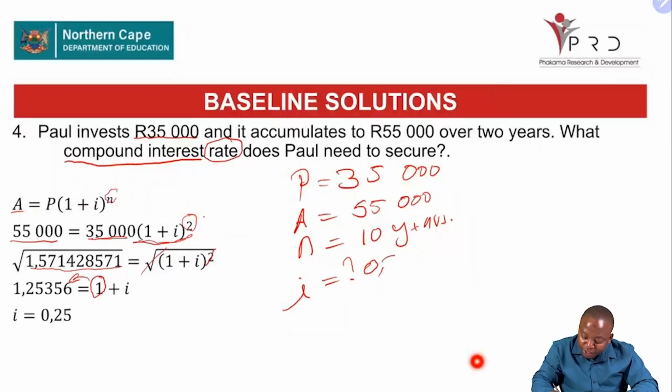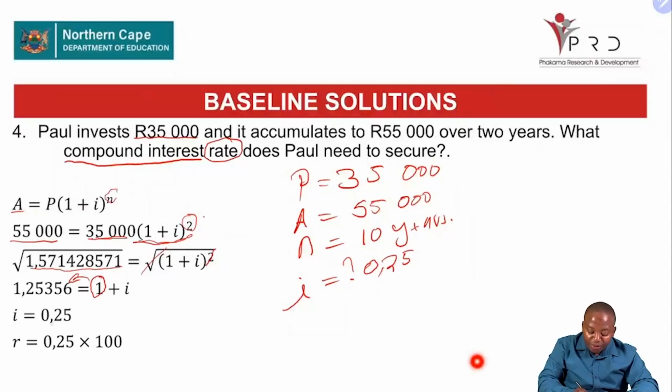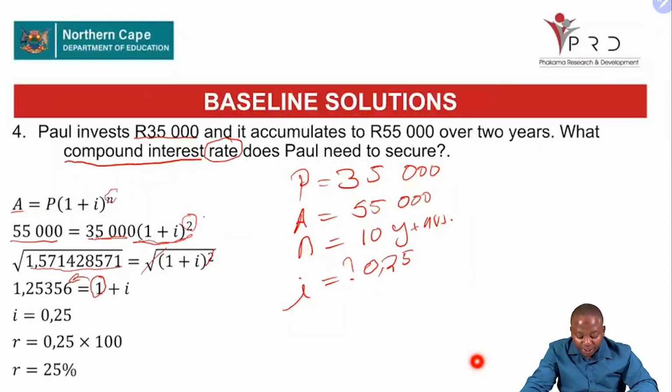So our I is 0.25. Now, what we do is we take that I of ours, we multiply that I by 100 to get our rate. Now our compound interest rate is 25%. That is to say, in order for Paul to get 55,000 by investing 35,000, Paul will actually need to get an interest rate of 25% compounded.